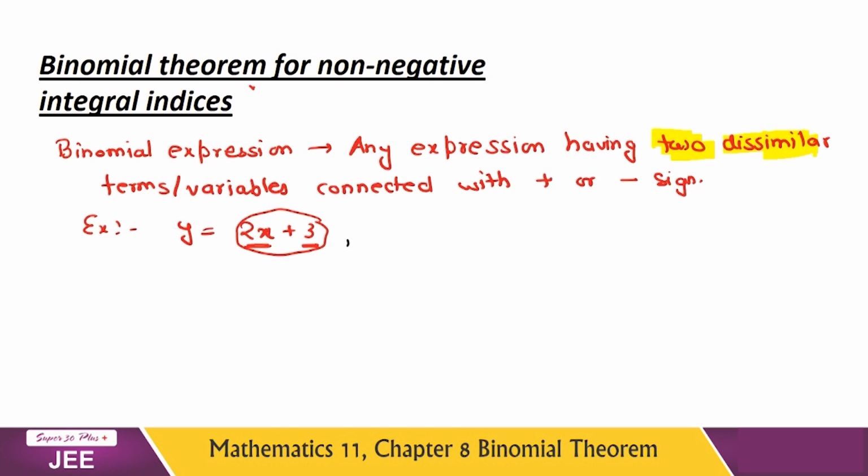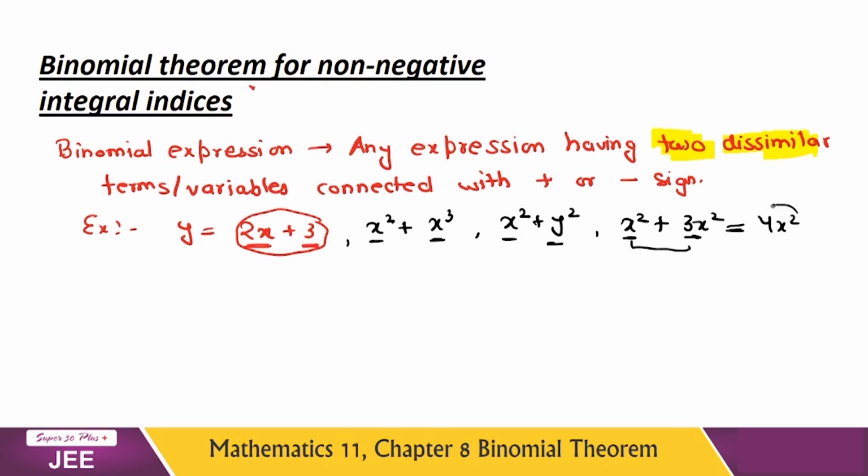Similarly, we can have numerous examples like x square plus x cube. These two are dissimilar, so it is a binomial. Similarly, I can write x square plus y square. These two are dissimilar, so this is also a binomial. But what if I write x square plus 3x square? Now x square and 3x square indicate the same variable and they add up to give us 4x square. Now we are getting only one term, so this is not a binomial.